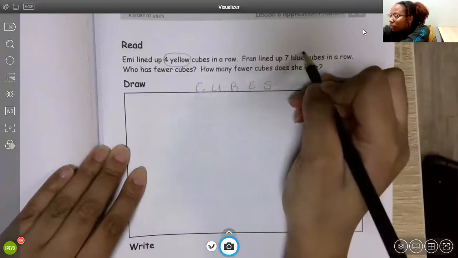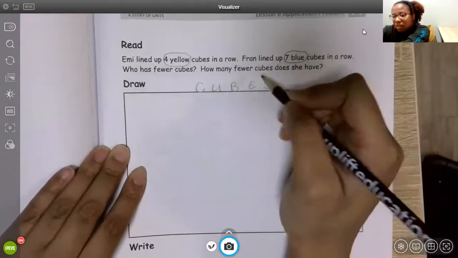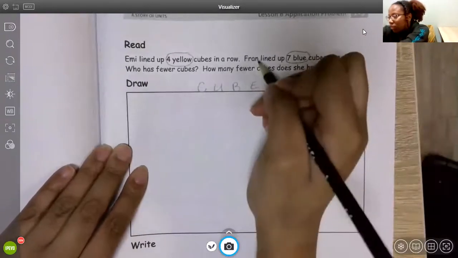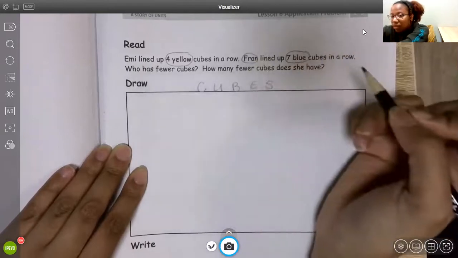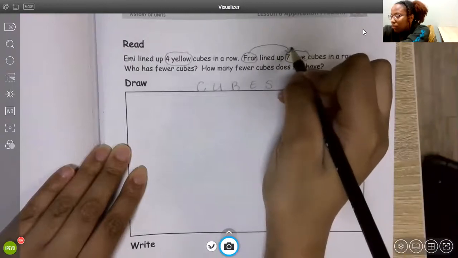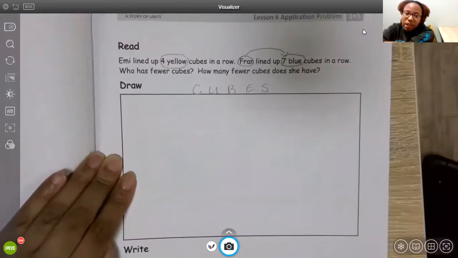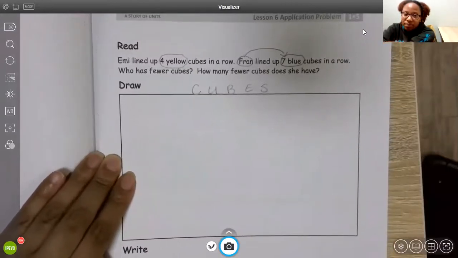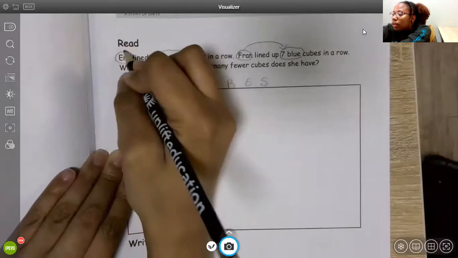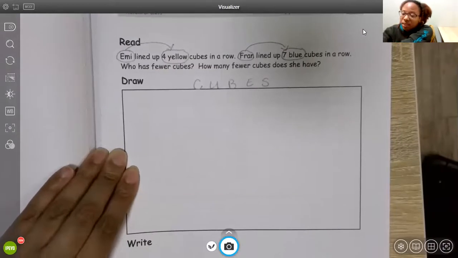I have 7 blue cubes, but who has 7 blue cubes? Fran has 7 blue cubes. I want to be sure I circle the name Fran and draw an arrow to 7 blue so I can remember what color and how many Fran has. So who has 4 yellow cubes? Emmy. So let me make sure I circle Emmy as well and draw an arrow to 4 yellow cubes. So I did the first step.